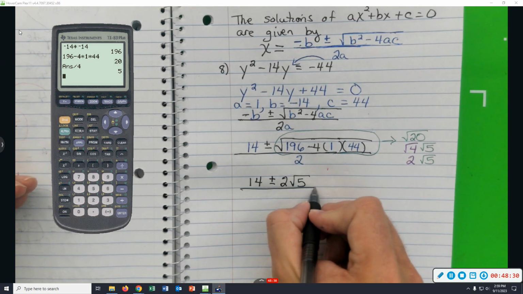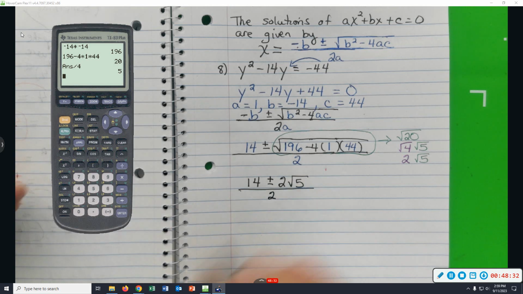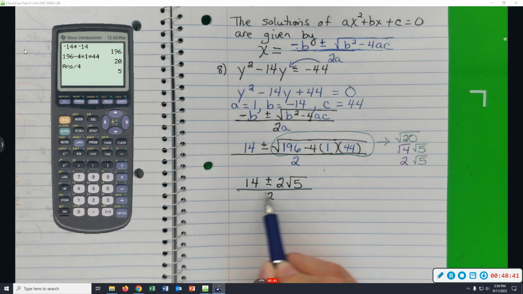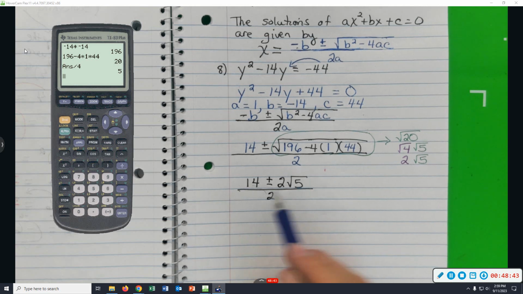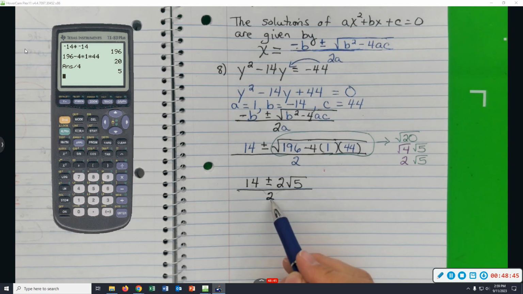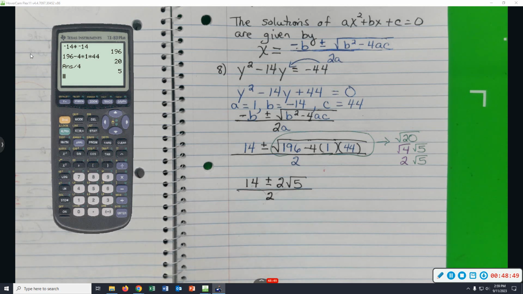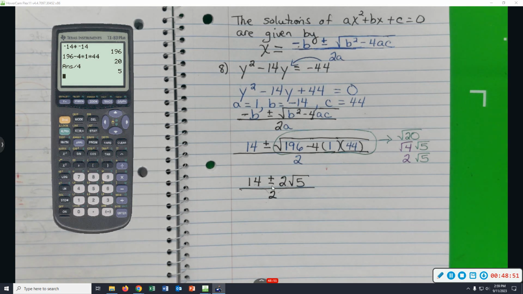all over 2. When we were working with imaginary numbers, we saw that if there was an i here, you'd separate to get your final answer. You wouldn't just cancel the 2s. That might be the tempting thing to do. You can't cancel over addition or subtraction. There can't be any addition or subtraction down here if you're going to cancel like that.